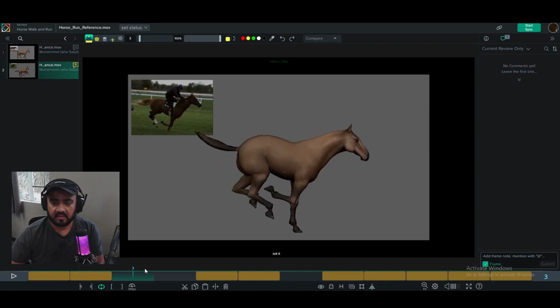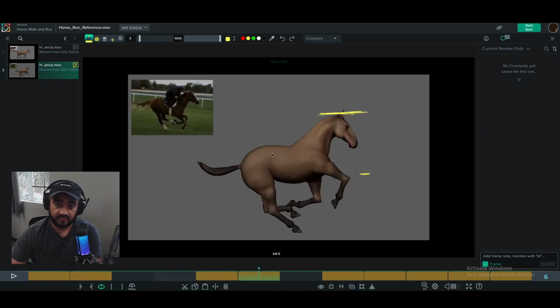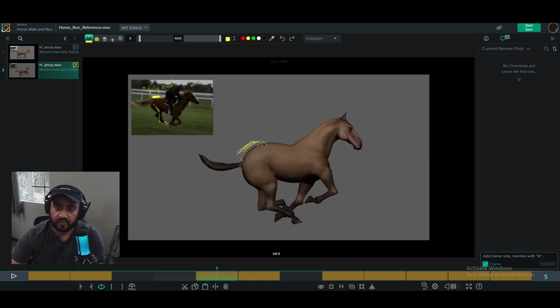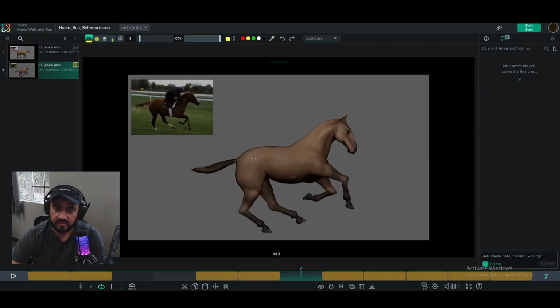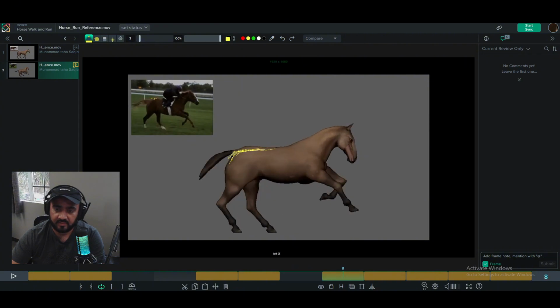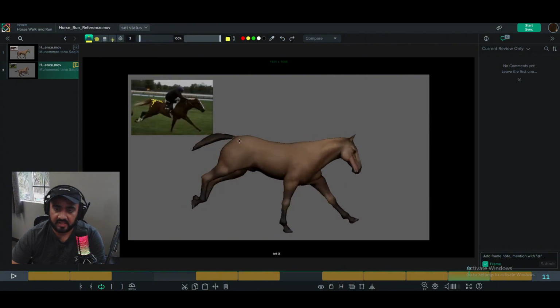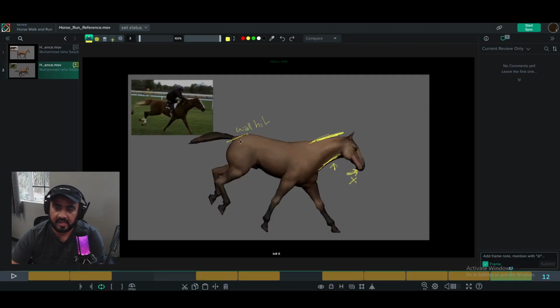In our run cycle, we can see there is an offset. So we have to make this pose a bit high here, and then the hip will come down. And we can bring this point a bit lower as well. And then we will get up.